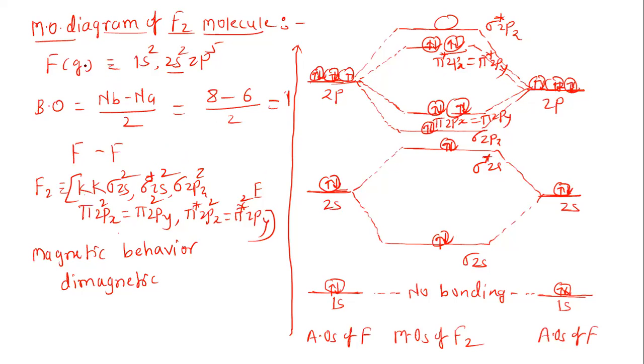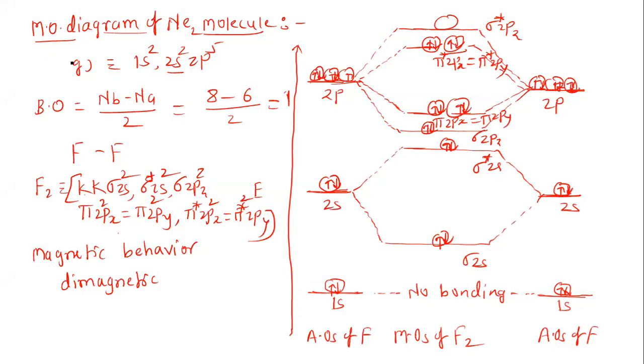Now let us draw the MO diagram for the next molecule, that is the neon molecule. Okay, neon molecule. So we have to draw here the MO diagram of the neon molecule, Ne2. So let us write the electronic configuration of neon.